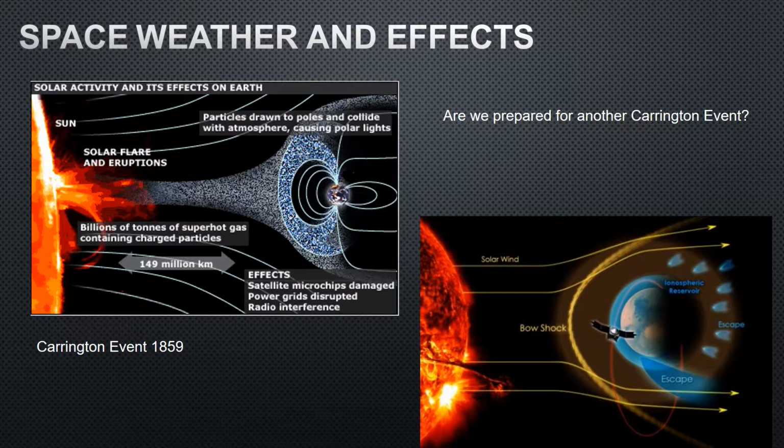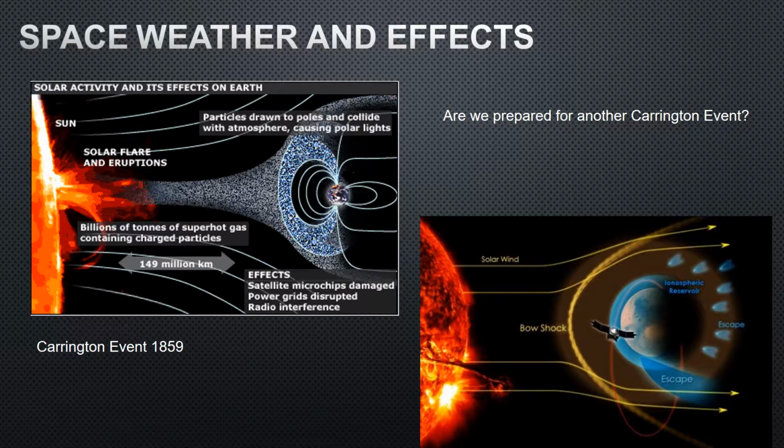A great example of this is the Carrington event of 1859, which is the most significant event to date on solar flares and its disruptions. It was discovered by Richard Carrington. He was a British astronomer who witnessed this and made the linkage between the solar flare and the geomagnetic activities that were happening on Earth.